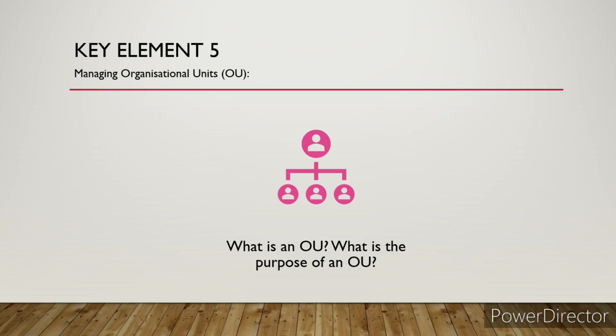Now I'm going to talk about the fifth key element in Practical 2, which is managing organizational units. What is an OU? An OU is a subdivision within an Active Directory in which you can place users, groups, computers, and other OUs. What is the purpose of an OU? It is to classify objects located in directories or names in a digital certificate hierarchy, typically used either to differentiate between objects with the same name or to parcel out authority to create and manage objects.